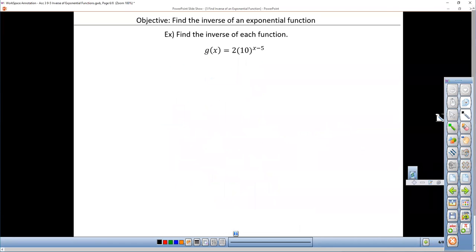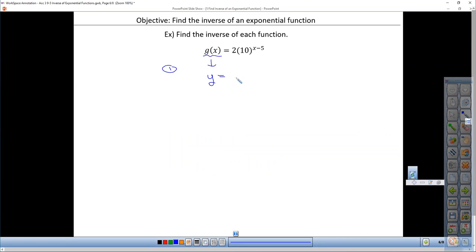All right, so here we have another problem to talk about. The big difference is just recognizing, given the structure of the original exponential function, making sure that our algebra procedure is valid. The first two steps always will basically be the same. So we'll take our function notation, which here is g of x, and change it to what it represents, which is our y variable. The structure here is telling us we have 2 times a base of 10 to the exponent of x minus 5.